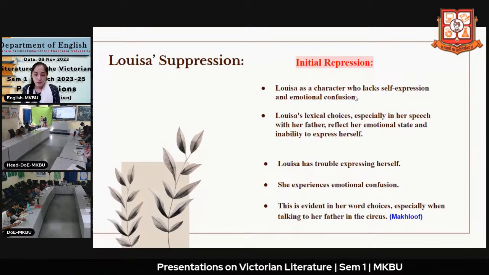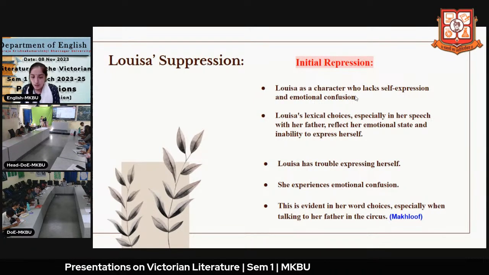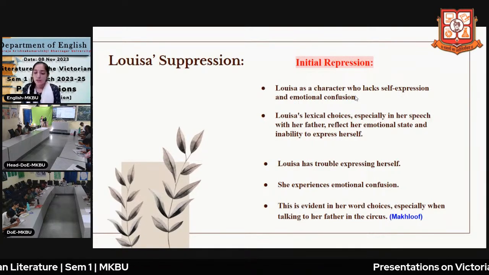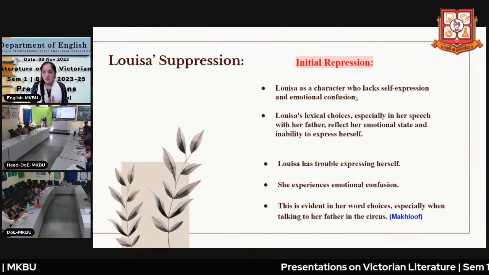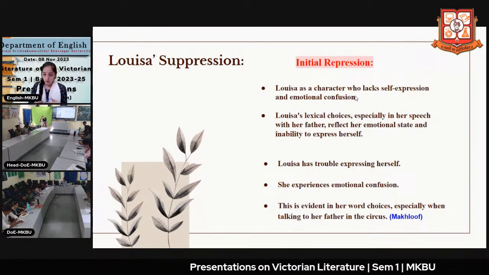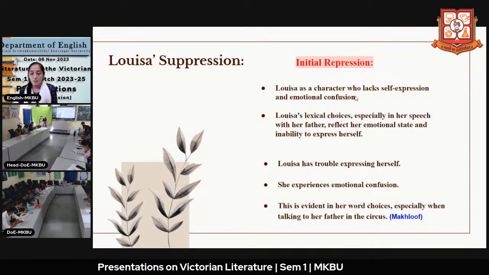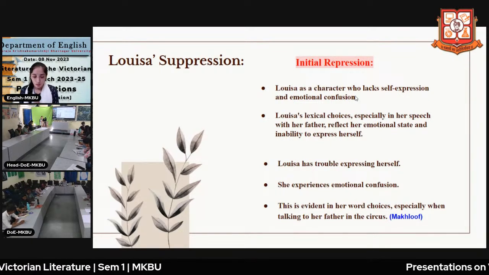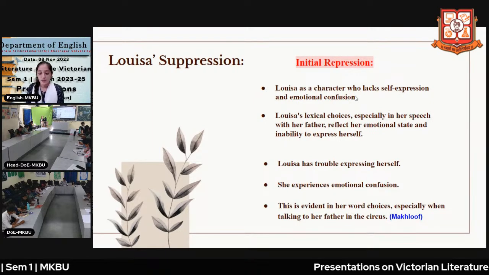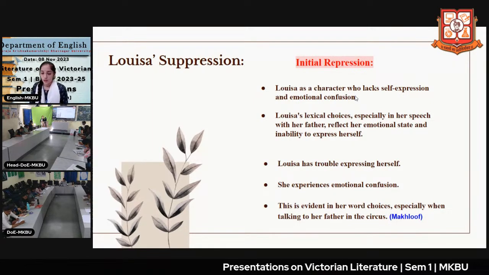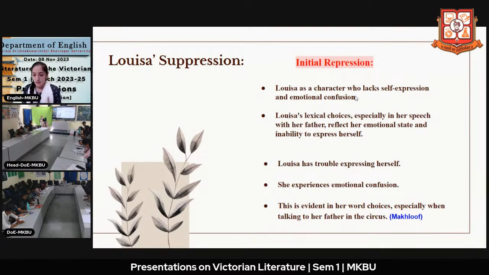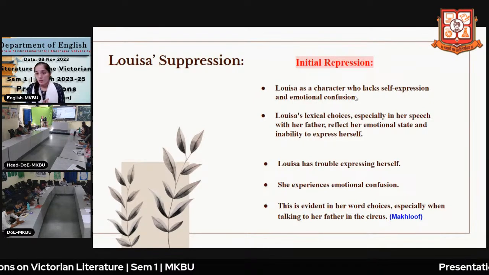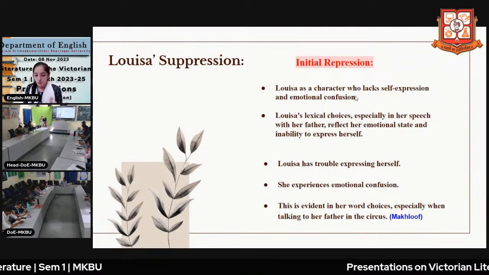Louisa's lexical choices, especially in her speech with her father, reflect her emotional state and inability to express herself. She can easily express herself with her brother, but she cannot express herself with her father. Louisa has trouble expressing herself. She cannot openly say that she wants to do something, or that she wants to fly in the sky of imagination.